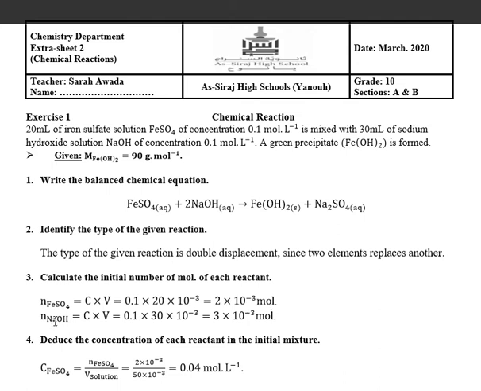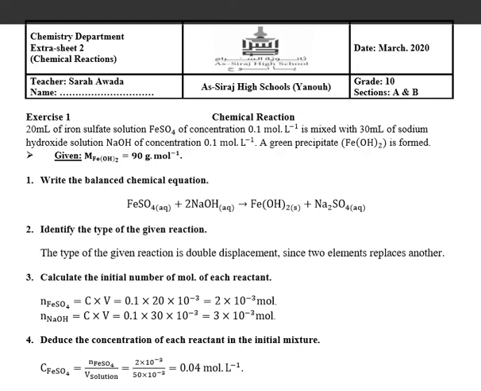The same with respect to the second reactant, n of NaOH equals C times V. Its concentration is 0.1 and its volume is 30 milliliter multiplied by 10^-3. So the final answer is 3 times 10^-3 mole.